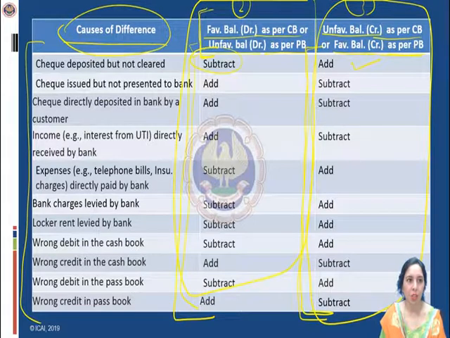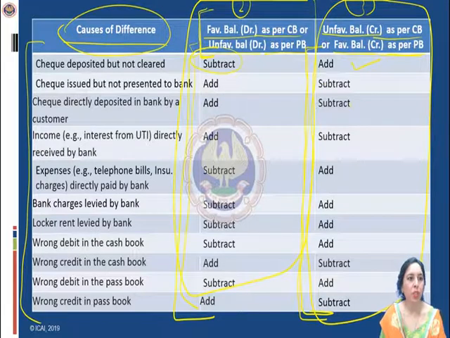Going to the next transaction, checks issued but not presented to the bank for payment. Now this transaction says that entry has been credited in the cash book, whereas it has not been debited in the passbook. So this is showing the reverse effect of our first transaction. So reverse effect you will give. If you are starting with the favorable balance as per cash book, it is to be added, or if you are starting with unfavorable balance of the cash book, it is to be subtracted.